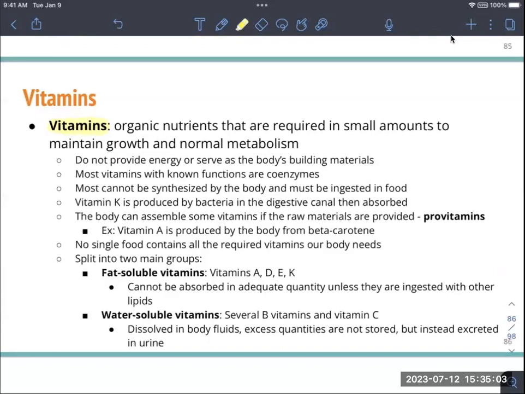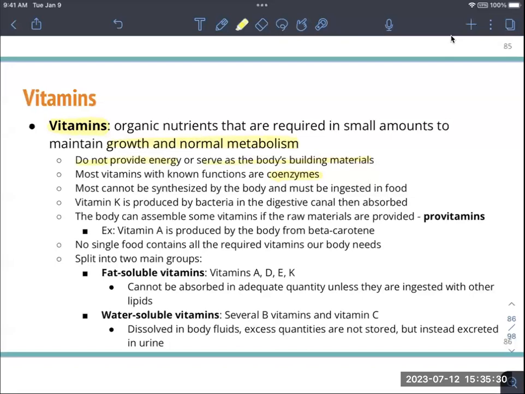Vitamins are other types of nutrients that are required for growth and metabolism. Vitamins don't provide you with energy. They do not serve as building blocks to your body. They usually are some sort of coenzyme. When a vitamin attaches to an enzyme, it causes that reaction that enzyme needs to do to actually happen.